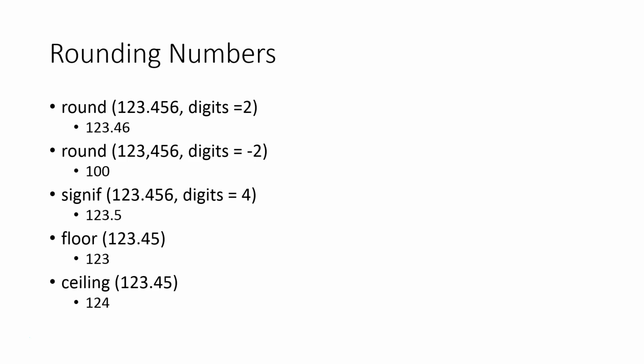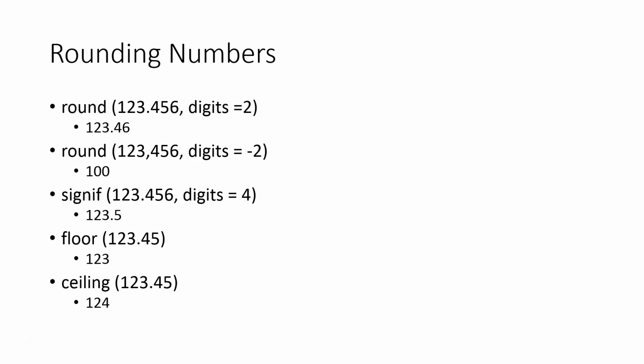Significant digits actually allows me to take a number and put it into some number of significant digits. So if I've got, again, 123.456, and I say digits equals 4, it is going to drop everything but the first 4 significant digits, and then it's going to round up on that last one. So I'll get 123.5 out of my 4 digits in my significant digits function.